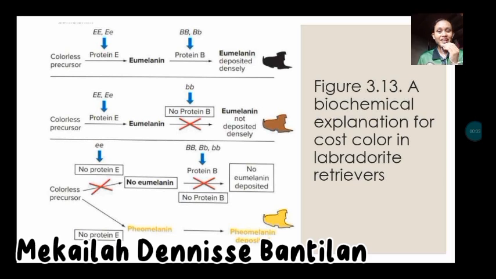Good day, sir. I am Michaela Denise Bantilan, and I am assigned to explain Figure 3.13, the biochemical explanation for coat color in Labrador retrievers.